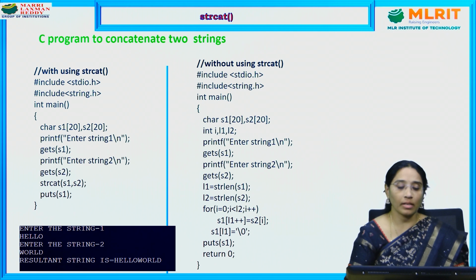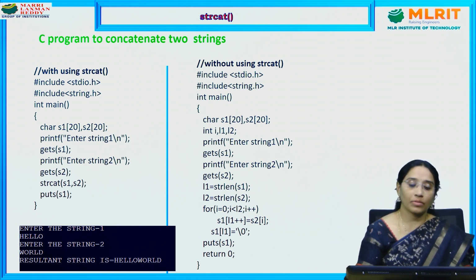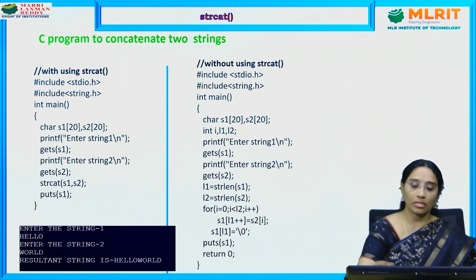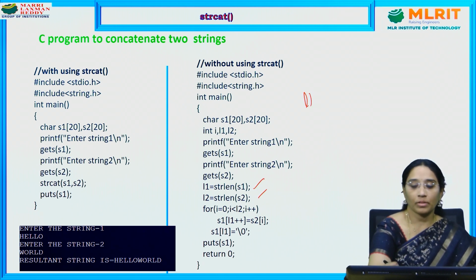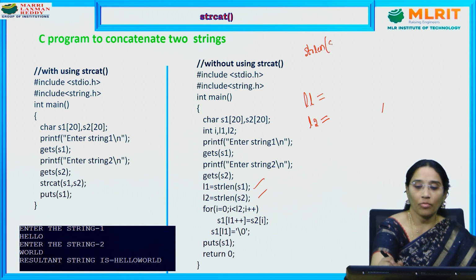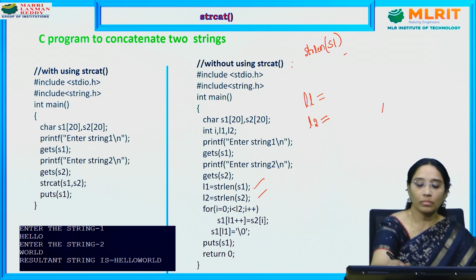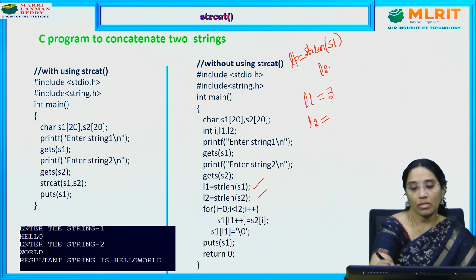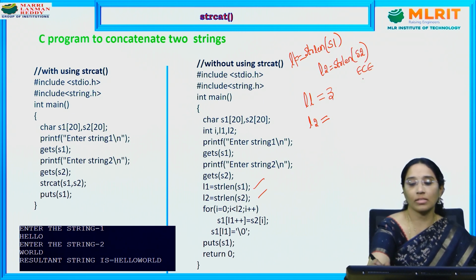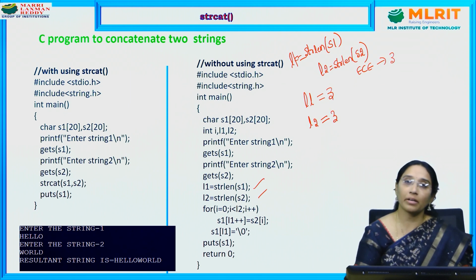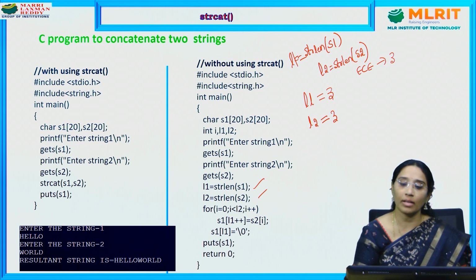Next, without using strcat. How to concatenate two strings without using strcat? Here they have taken two variables, L1 and L2, for calculating the string lengths. L1 is strlen of S1. Let me consider the S1 string as CSE. The number of characters is 3, so L1 is 3. And L2 is equal to strlen of S2. Let's consider the second string as EC. EC also has 3 characters, so 3. Now I have calculated both the lengths of the two strings. S1 is CSE, S2 is EC, L1 is 3 and L2 is 3.